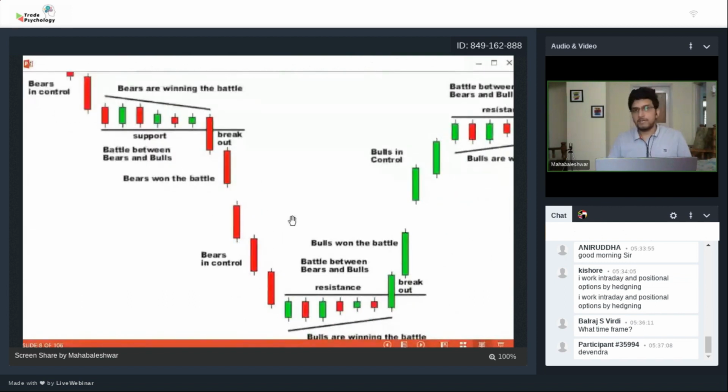We'll try to identify these kind of setups in the practical trade. We'll see some of the stocks where we can identify these patterns, and how we can identify which time frame to select. So everything we'll try to see in the live market.